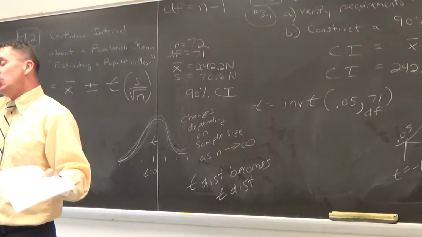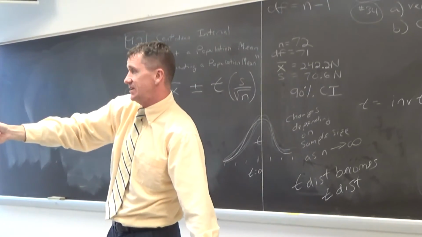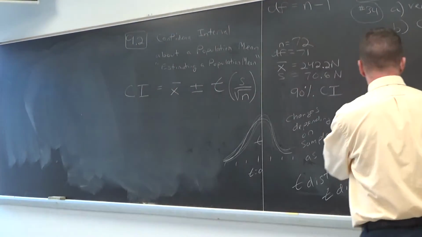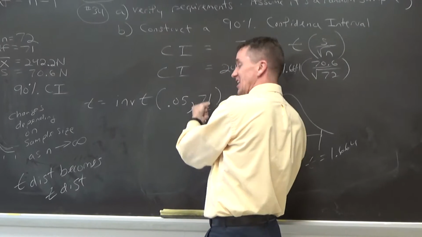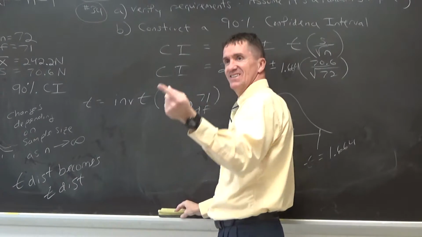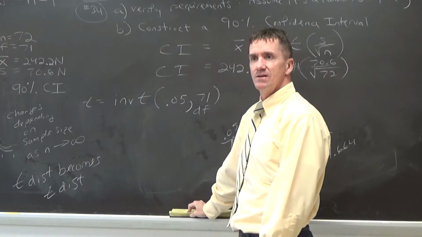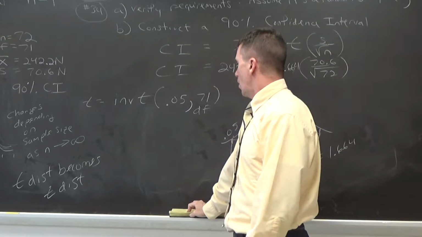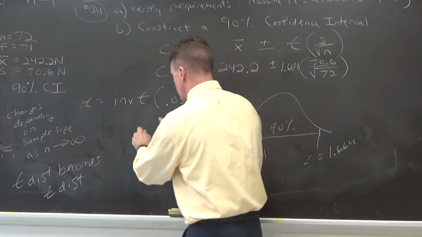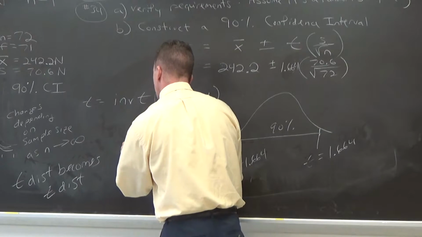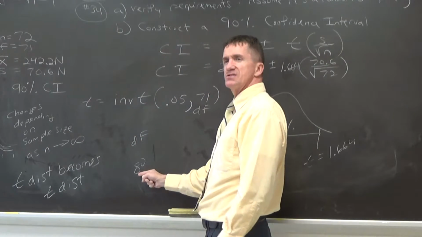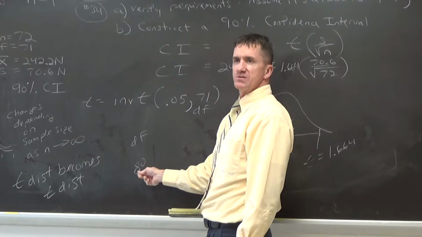Oh, good. Now, if you want to use the calculator and get that inverse T, you can. Just don't forget, you have to put the comma and the degrees of freedom, because it changes depending on the sample size, right? Good job. You have it? How did you get 1.664 again? Okay, so when we looked at that sheet, we looked in the left column for degrees of freedom. We saw the closest number to 71, which was 80.